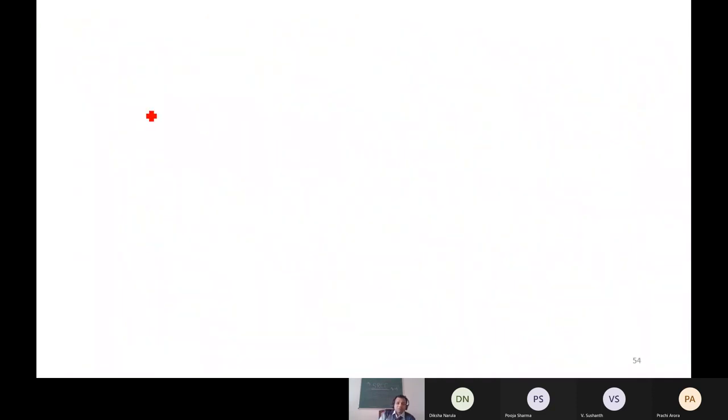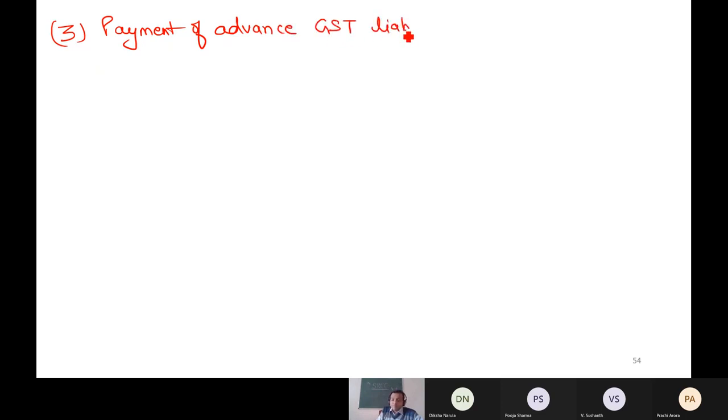Third, special provision. Why am I saying these are special? Because this validity is lifetime in the case of all other persons, except in the case of a non-resident taxable person and a casual taxable person. Now the third point is also special. Advance tax has to be paid. Payment of advance GST liability.